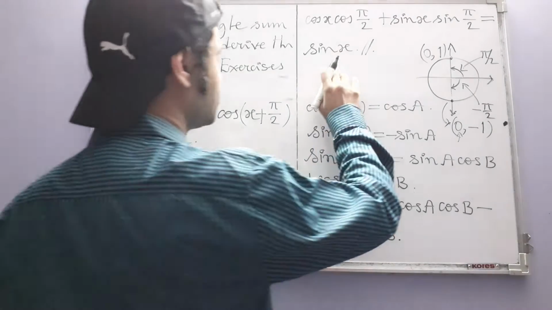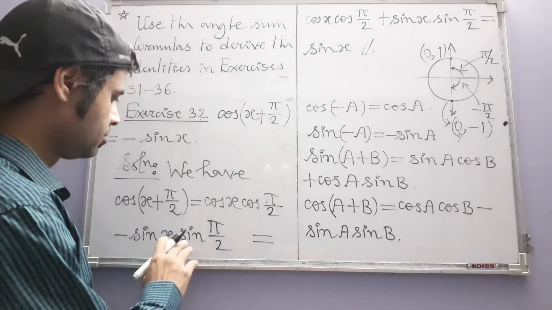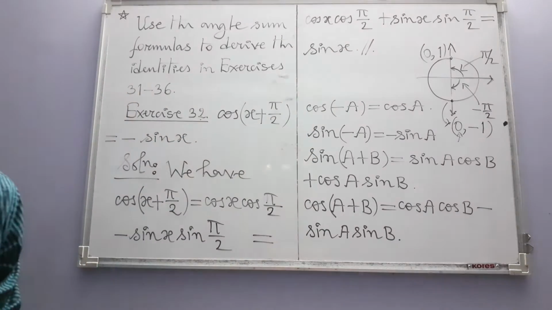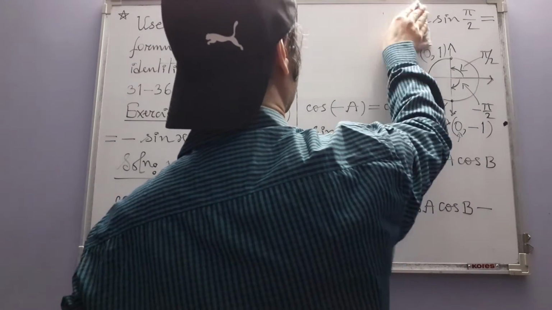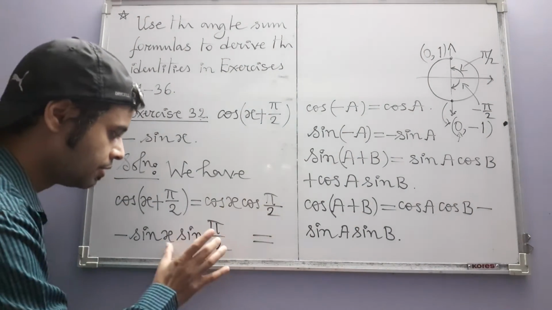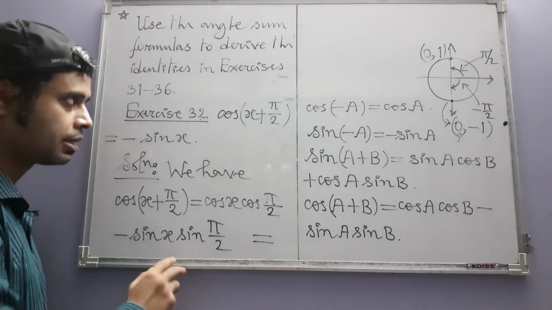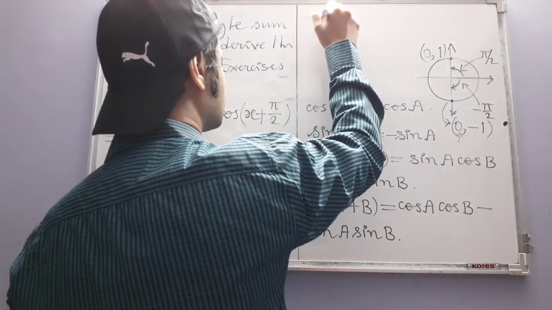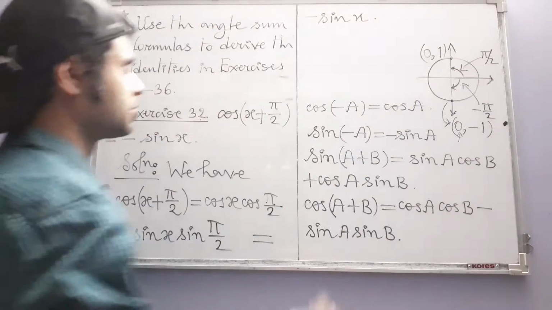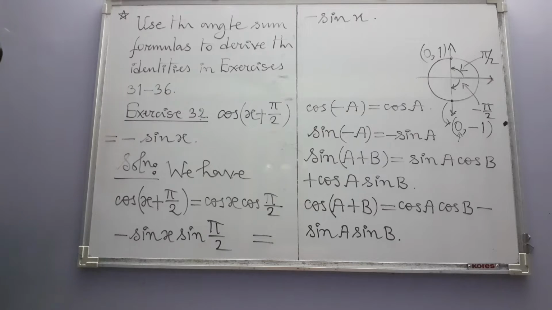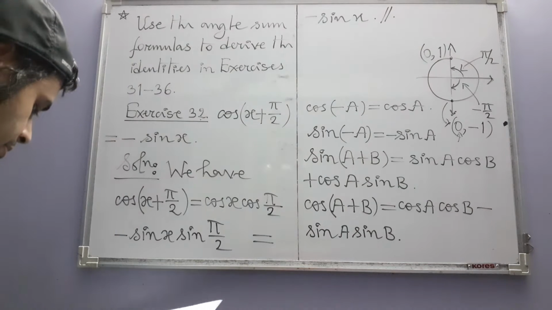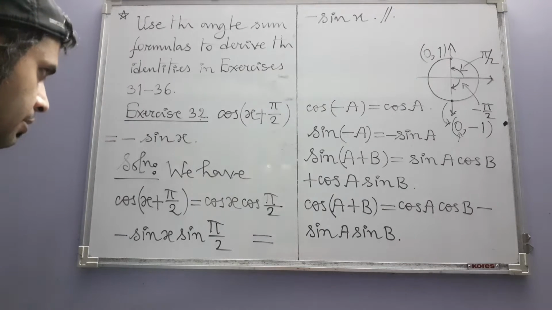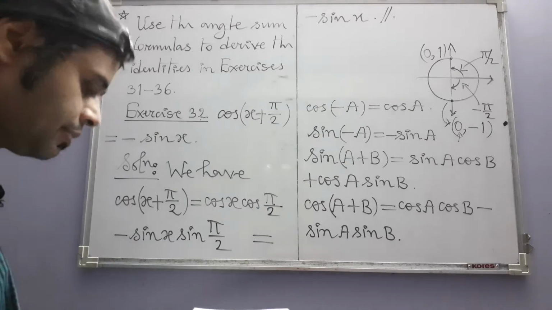So that is why now what do you have? Cos pi over 2. So we do not need this next step. We can now directly write, so this becomes 0, this becomes 1, we are left with minus sin x, minus sin x. So that's how we have our result, 32. Next, 33. Okay, now this time instead of cosine we have sine.